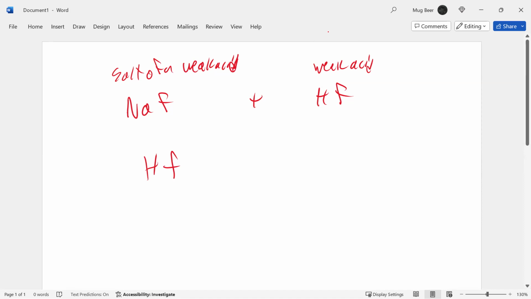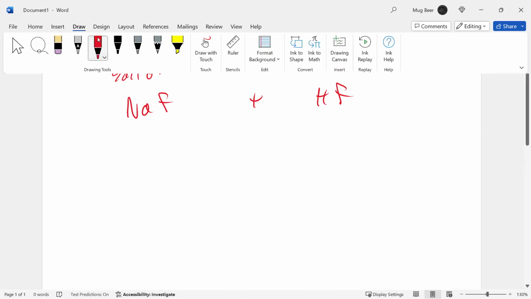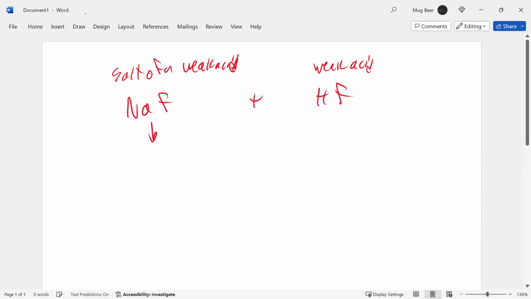I put them in the container together. So why does this work? It works because, well, let's do this first. When this goes into water, what happens? The sodium fluoride dissociates. I've got aqueous sodium and I've got aqueous fluorides floating around. The sodium is a spectator ion, just always a spectator ion. So it's not going to do anything. So we're just going to ignore this.